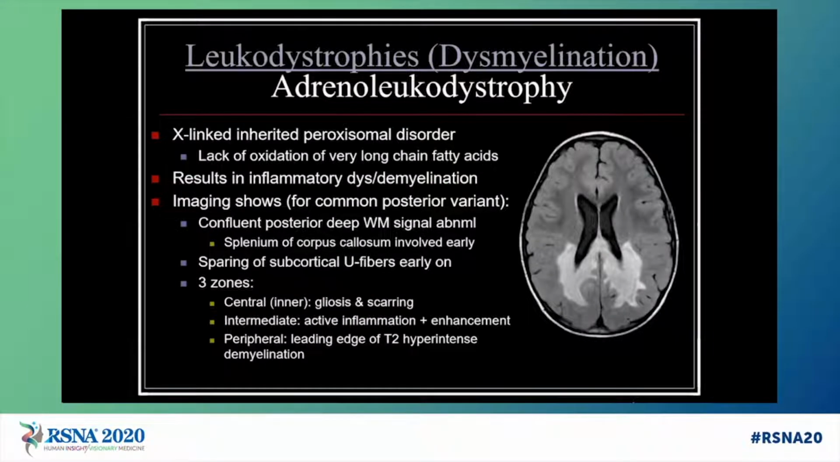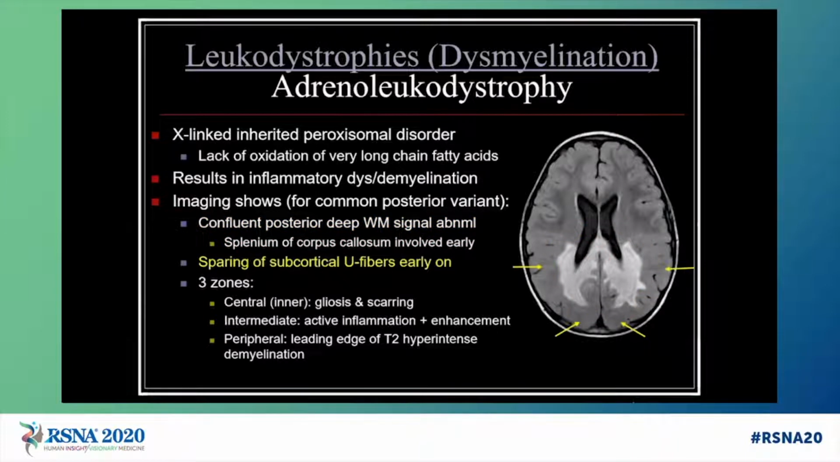So next is adrenoleukodystrophy. This is an X-linked inherited peroxisomal disorder where you get an accumulation of very long-chain fatty acids. And that results in an inflammatory dysmyelination and demyelination. Most common variant is a posterior variant where you're going to see confluent areas of signal abnormality within the deep hemispheric white matter. Early involvement of the splenium of the corpus callosum is characteristic.